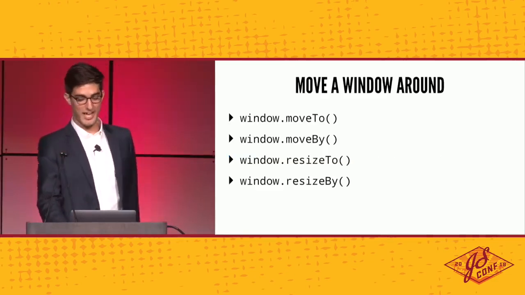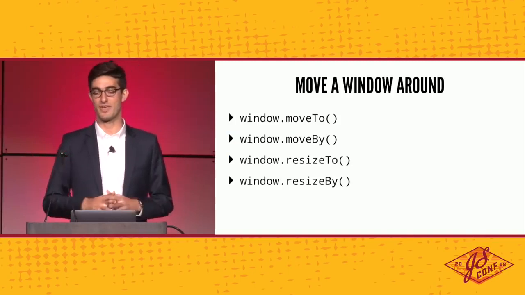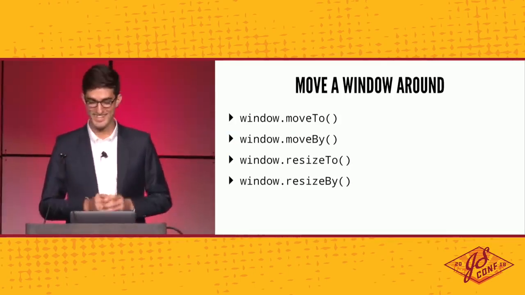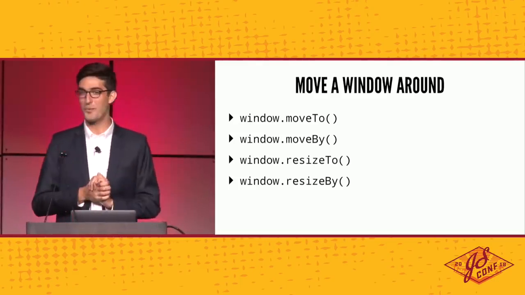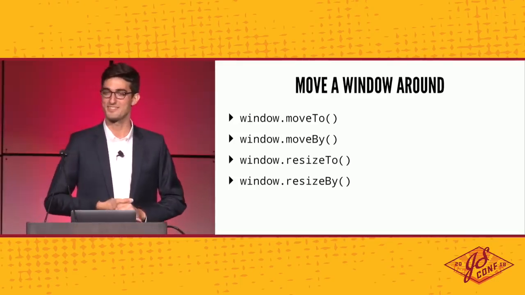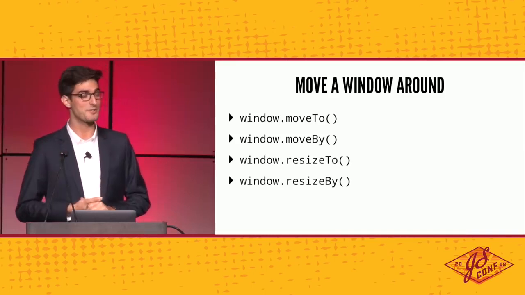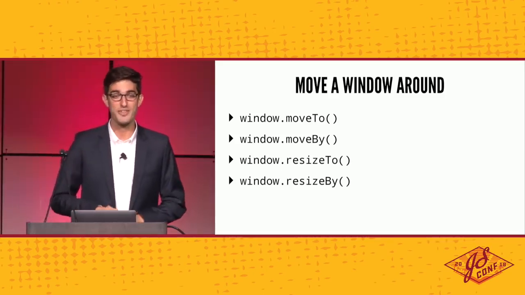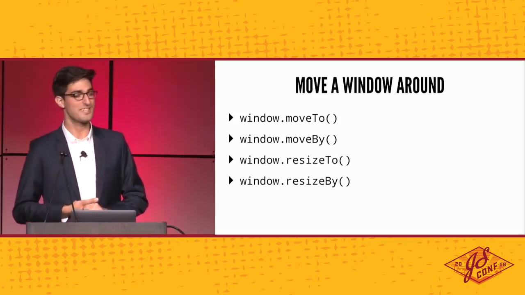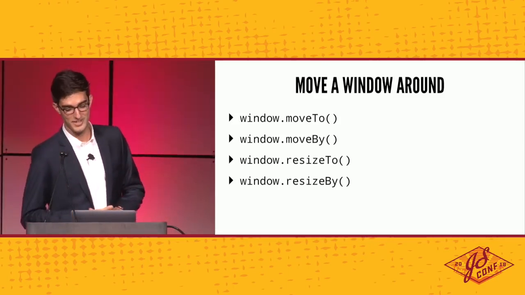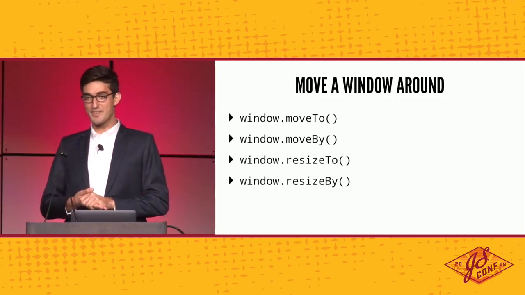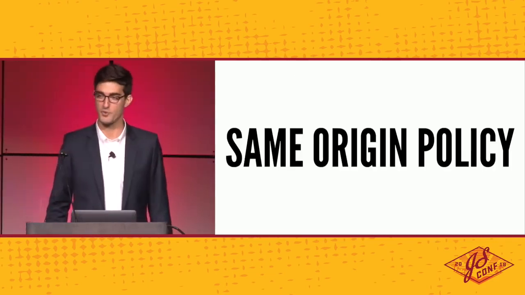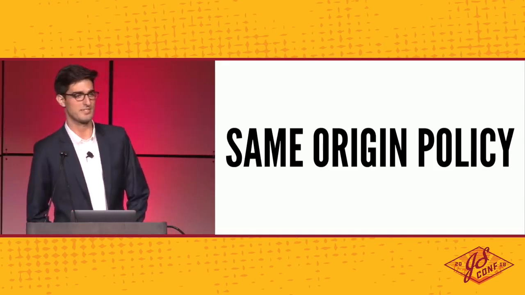Okay, so in all this searching, I finally found what I was looking for. I found it. Seriously. The best APIs: window.moveTo and their friends. These methods allow you to move and resize a browser window. I thought there was no way that these APIs would still be allowed in modern web browsers. Sure enough, when I tried them, they didn't work immediately. And the reason is actually kind of surprising. It's the same origin policy.